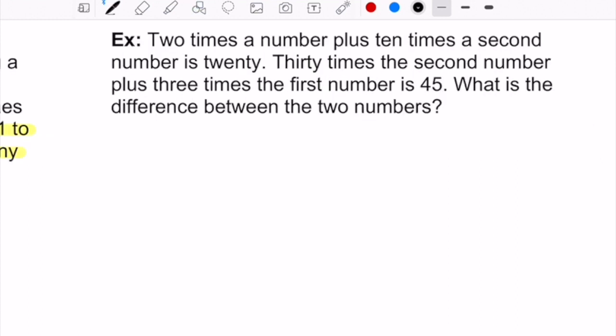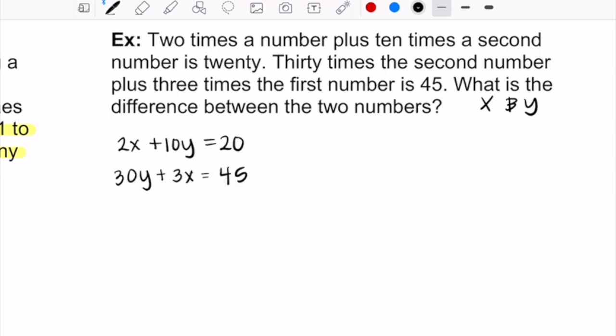Here, we will solve this system algebraically. There's two numbers that they're talking about, so we'll let those two numbers be x and y. 2 times a number plus 10 times the second number is 20, so there's my first equation. 30 times the second number plus 3 times the first number is equal to 45. So I start by creating my two equations.